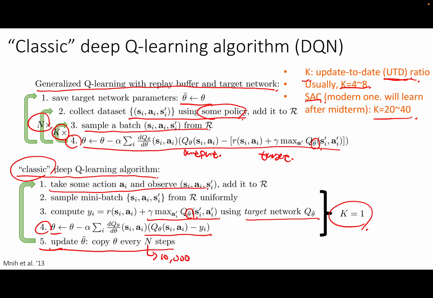And the classic deep Q learning algorithm is a special case of the generalized Q learning algorithm where k equals 1, so that it updates theta only once. But to make training faster, we can set k in a range of 4 to 8 so that we can make training faster.